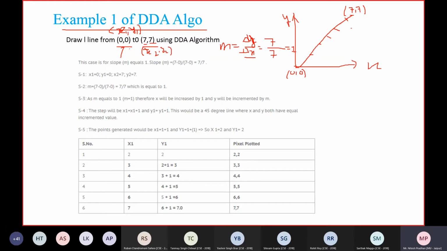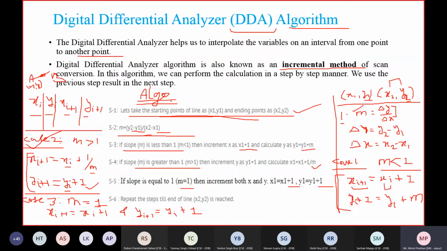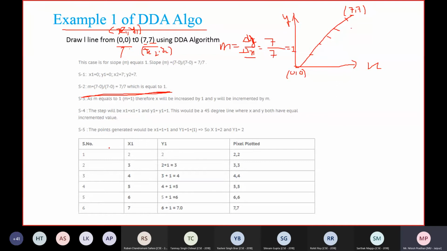So this case is what? Case 3. Case 3 means when your slope is equal to 1. In that case, what will we do? We'll increase x by 1 as well as y by 1. Okay. So how will we do it? Please see this table now. This table shows everything. Okay.